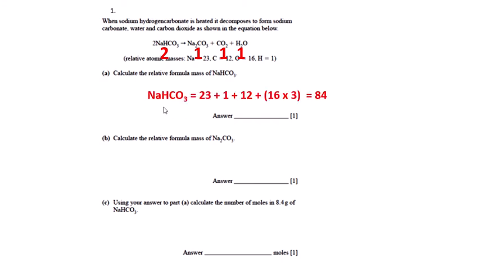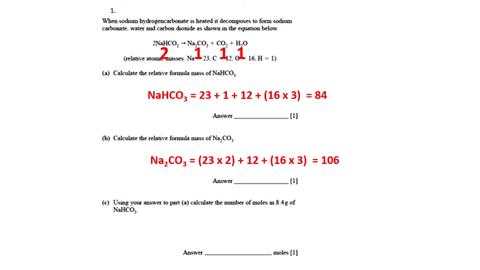So we know that NaHCO3, so sodium's 23, hydrogen's 1, carbon's 12, oxygen's 16 multiplied by 3, 84. And there we're given 1 mark for that. Then calculate the relative formula mass of Na2CO3. So this time sodium is 23 multiplied by 2, carbon's 12, oxygen 16 multiplied by 3, 106. So the first two parts are fairly straightforward once you've seen the formula for the substance.